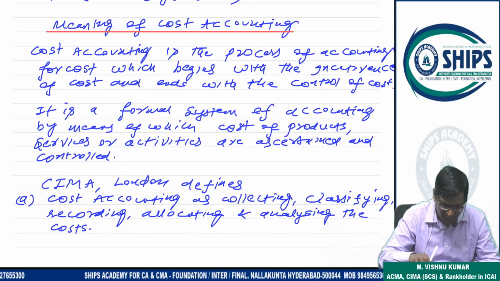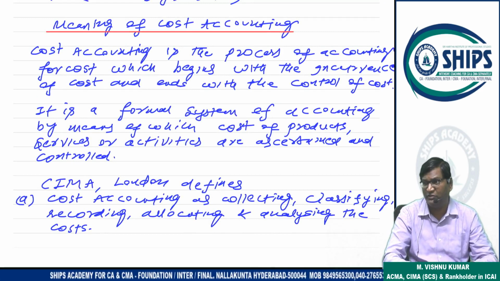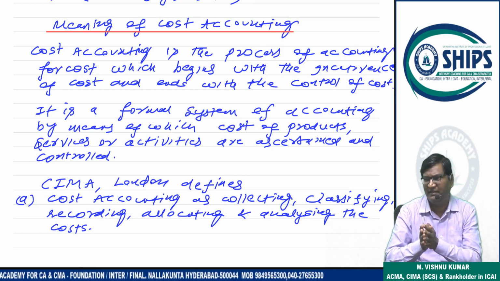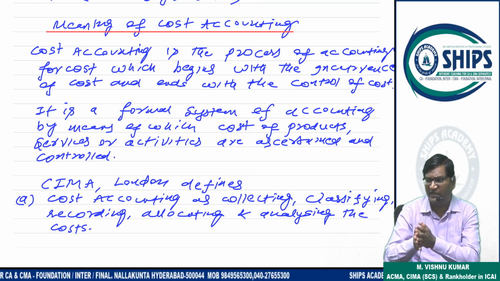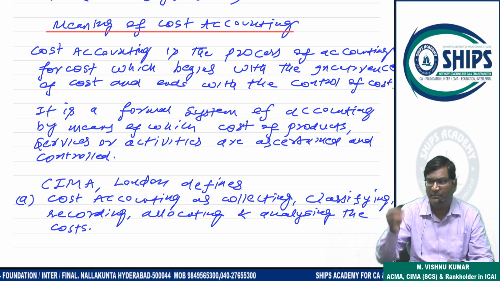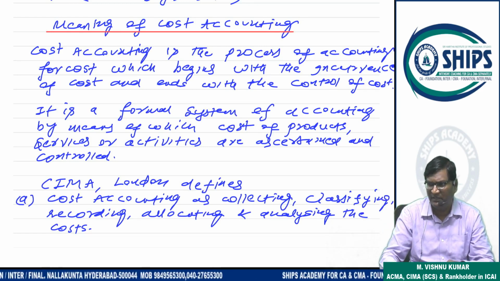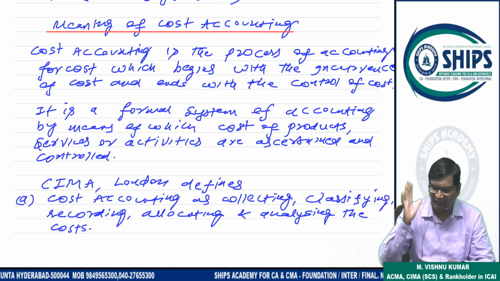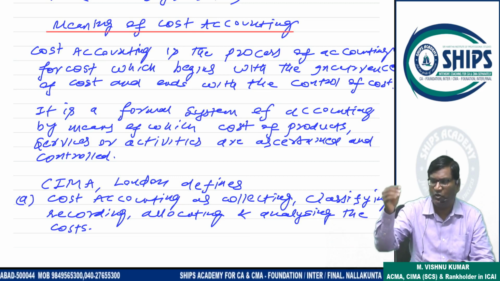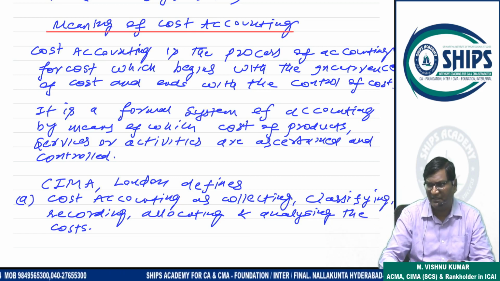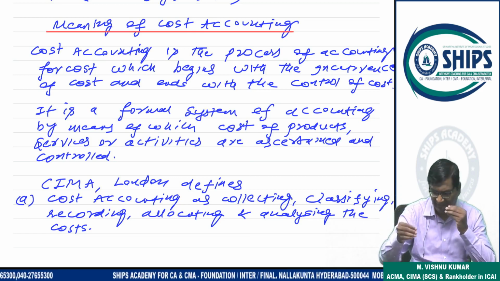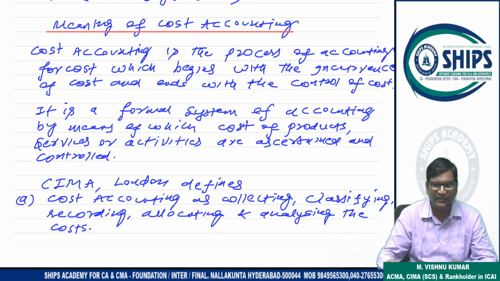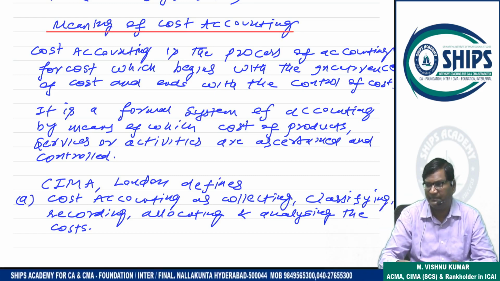So now, the meaning of cost accounting. If you are not interested in expressing this answer in a very refined way and want a very simplified explanation, simply answer: cost accounting means accounting for cost. It means whatever cost the organization incurs, you are accounting for that. That's why it is called cost accounting.